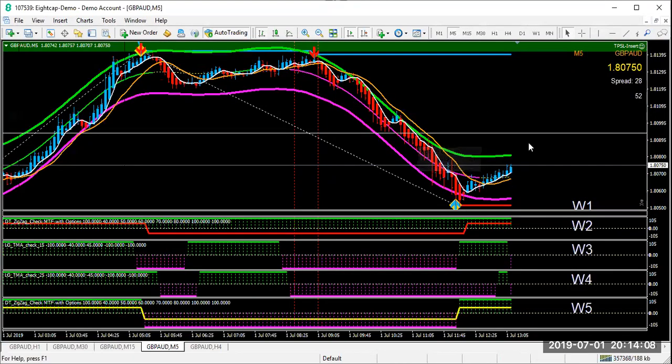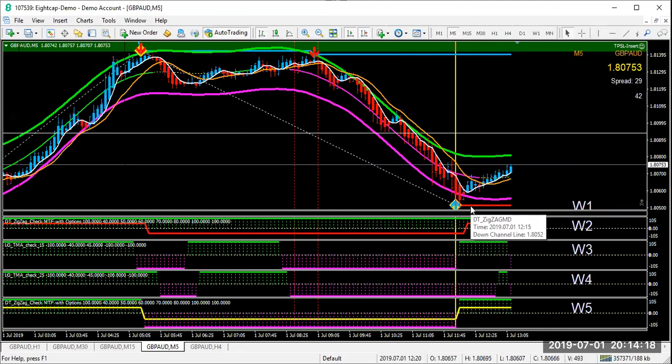Okay, so looking at this, the 5 minutes, this is the same low. This is still the same current low. That's the 15. Okay, so we can see it's beyond the pink.